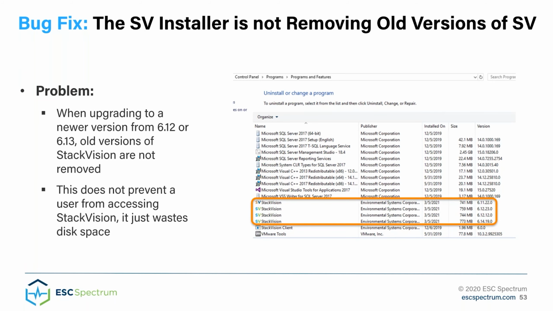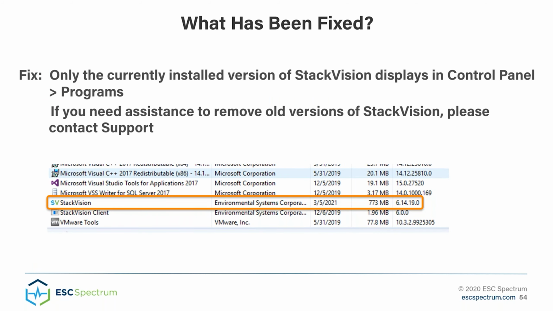The StackVision installer is not removing old versions of StackVision. Previously, when upgrading from StackVision 6.12 or 6.13, old versions of StackVision continue to display in the control panel programs. This does not affect a user accessing StackVision, but it does take up disk space. Now, only the currently installed version of StackVision displays. And if you need help removing old StackVision versions, contact support.